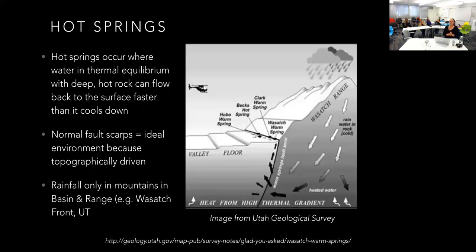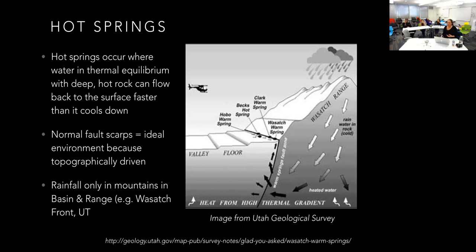I just wanted to mention hot springs for fun. This is a little diagram from the Utah Geological Survey. It's the same setting of a Basin and Range fault as what we described for the Dixie Valley case. But a lot of the water in these systems is basically local meteoric water that's driven directly by the topographic gradient that's created by motion on the fault.